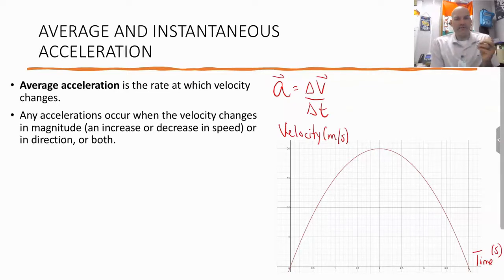Now, here's where physics teachers sometimes will confuse students. Something to note is that any acceleration that occurs will do one of three things. It'll change the velocity, or excuse me, it'll change the speed, the magnitude of the velocity, which is simply increasing or decreasing the speed. Change the direction, or do both.